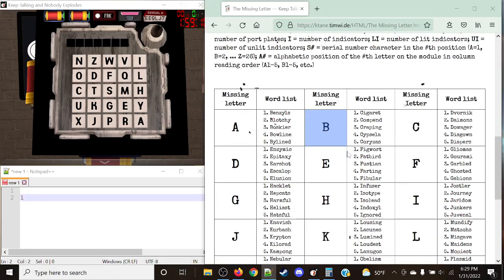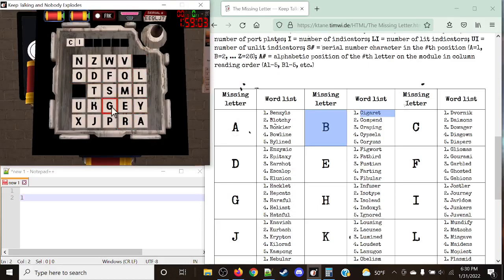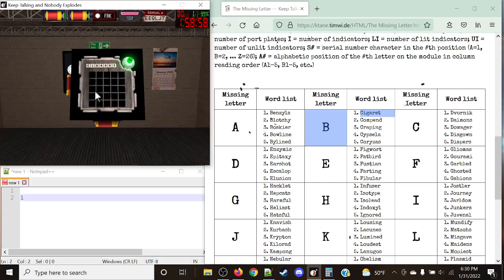And now we're going to take a look at the missing letter for Bravo, which is going to be a cigarette. So we're going to spell out cigarette on the module, so C-I-G-A-R-E, and finally T. And just like that is a solved module.